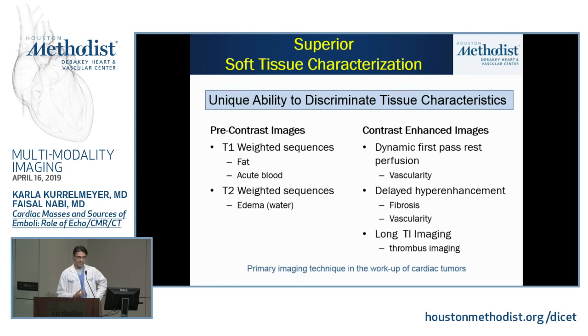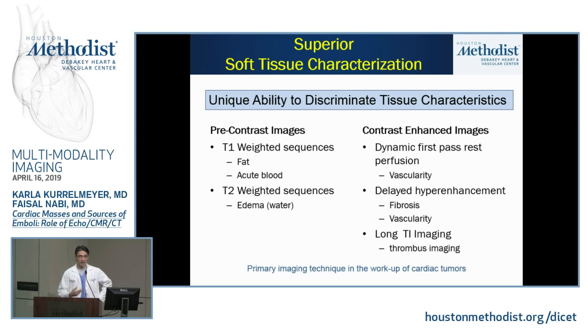T1 is a great technique. Things that are bright in T1 are usually fat, so it can be very helpful in that. In T2-weighted images, things that are bright are edema or fluid. And then, of course, T2 star, which is iron. Then we follow that with contrast-enhanced images. Once we've administered contrast, we can watch the first pass perfusion of the mass to help us determine vascularity.